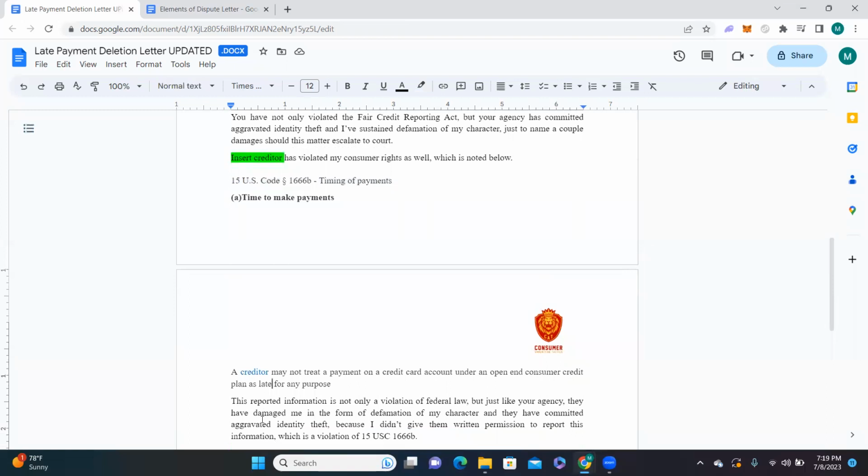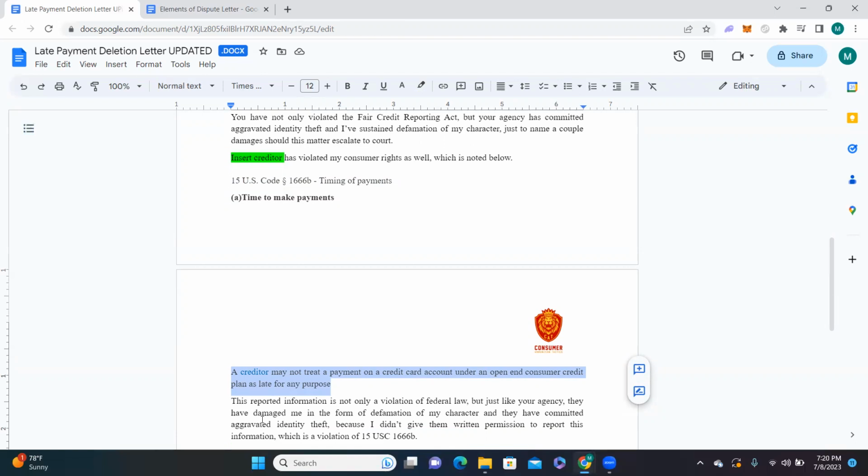So it says a creditor may not treat a payment on a credit card under an open-ended consumer credit plan as late for any purpose. There's more to the law. It says something like within a 21-day period. But the whole thing is that with that 21-day thing they're talking about in the law, the burden of proof is on them to prove that they delivered you your statement for that.